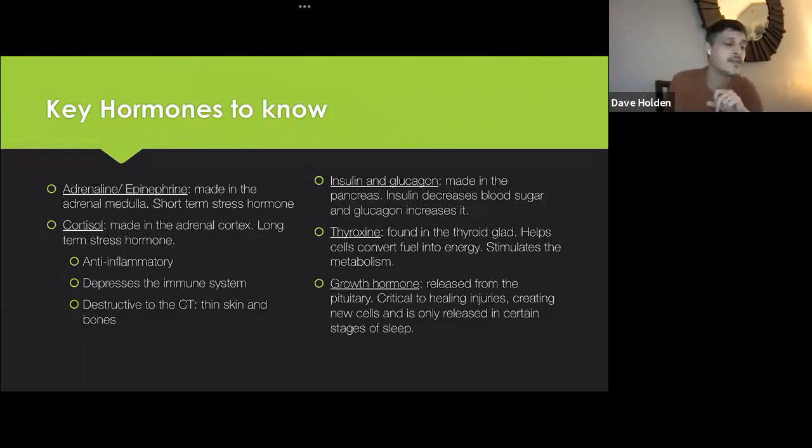And in the long run, it also is destructive to the connective tissue. It starts to wear your skin thin. Bones are also affected. Remember, bone is classified as connective tissue. So conditions that affect connective tissue can very much include bone. So we start seeing weakened bones, we start seeing thin skin, we start seeing inflammation spread throughout the body, and then we feel crappy and we're sick.